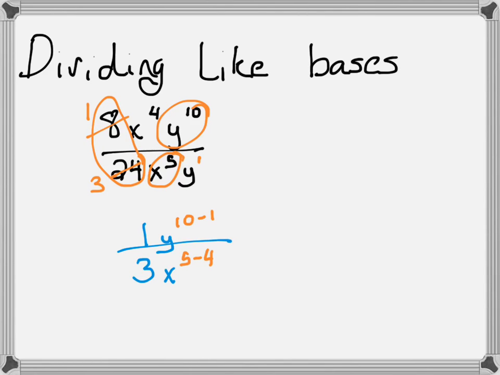So let's write our final answer. We do not need the 1 in front of the y, so we have y to the 9th power in the numerator. In the denominator, we have the 3, and x to the 5 minus 4, which is 1, and we do not have to write the 1 that's in the exponent. That's your answer.